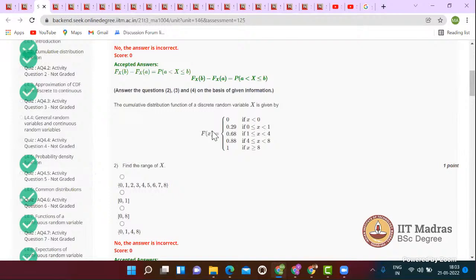If you see this, all the questions are based on this given data, right? In this given data, this is a discrete random variable, right? A discrete random variable would be defined for all those points where there is a jump. So at x equal to 0 there is a jump, again at x equal to 1 there is a jump, at x equal to 4 there is a jump, and at x equal to 8 there is a jump. So the values are defined for 0, 1, 4, 8, right?